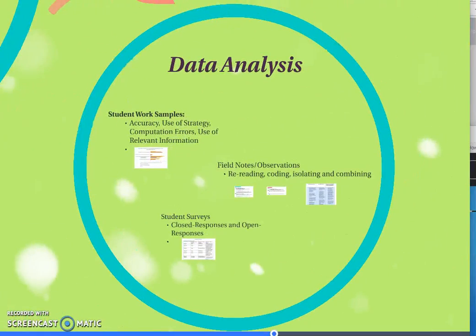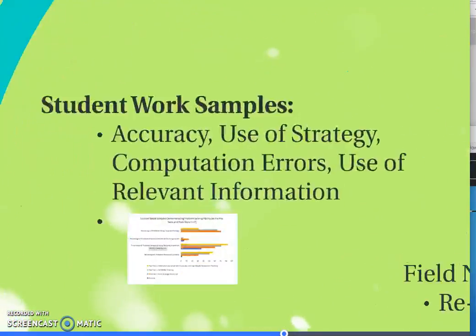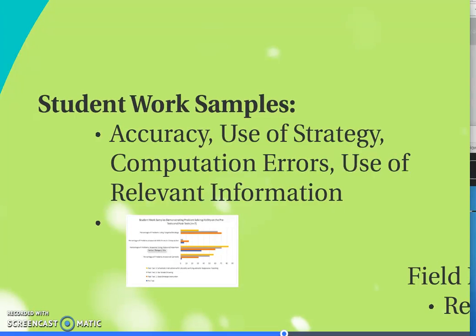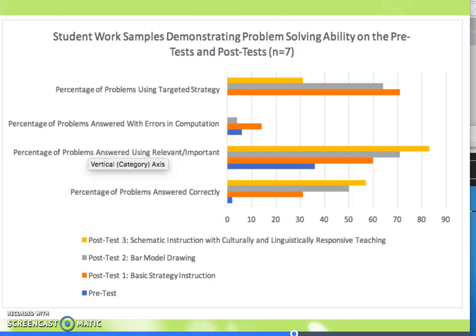So looking at my data, I looked at student work samples from the pre-test and the post-test, and I looked at whether the student solved the problem correctly, whether they used the targeted strategy, whether computation errors inhibited their accuracy, and whether they used relevant information from a problem or if they were distracted by extra information. So this graph shows what the students did.